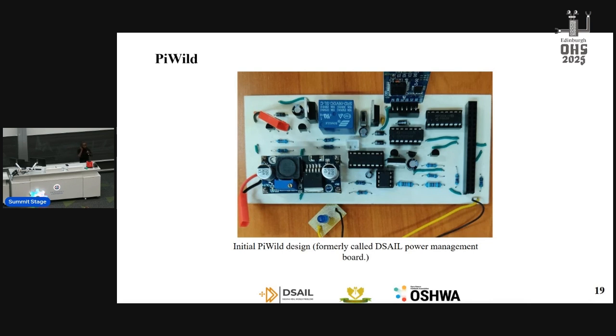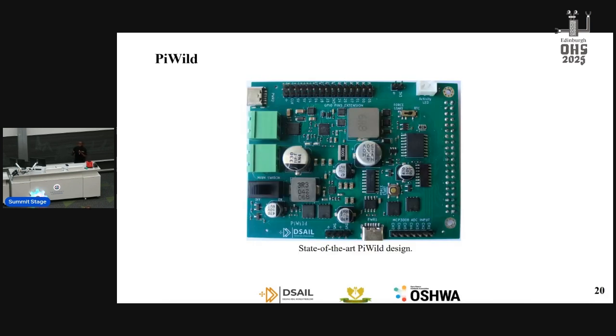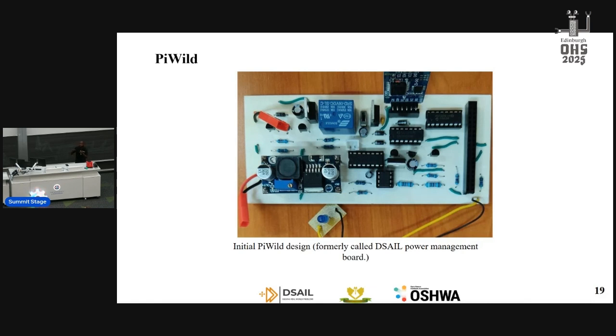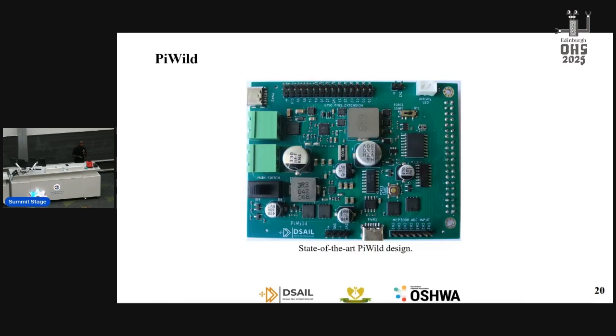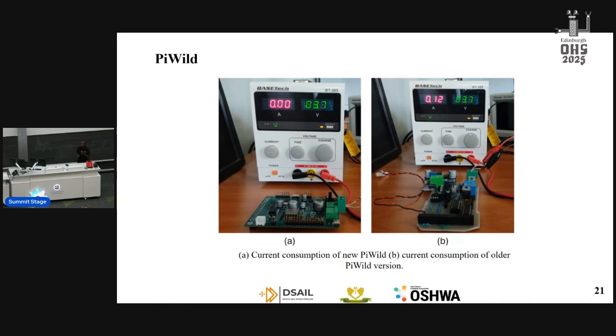Here's the initial design of the PyWeld. It was called the DSAIL Power Management Board. It was hand designed at the center and hand soldered. It was also using modules, but now we have moved to a more state-of-the-art design. The old one was using a MOSFET-based and mechanical relay-based latching circuit, which was not stable and also consumed power, but we have moved to a MOSFET-based latching circuit that occupies less space and is more stable. The system draws an insignificant amount of current to sustain the latching circuit. Here's a comparison. When drawing from a 3.7 volt source, the new version draws negligible current, which can hardly be read by even the power supply. And to the right is the old version drawing 0.12 from a 3.7 volt source.